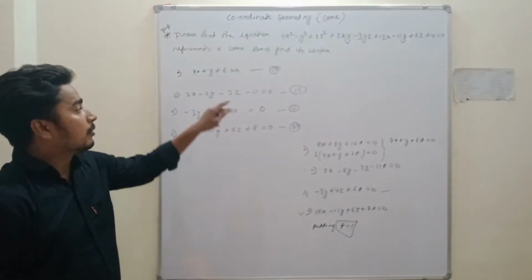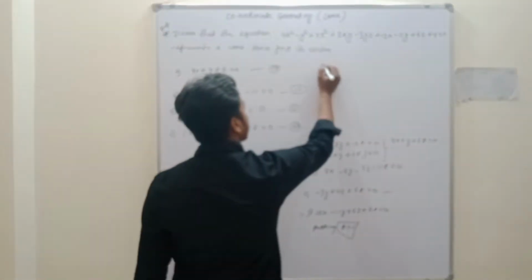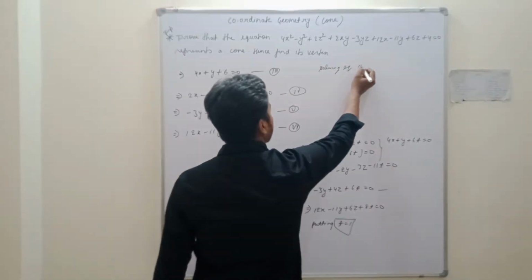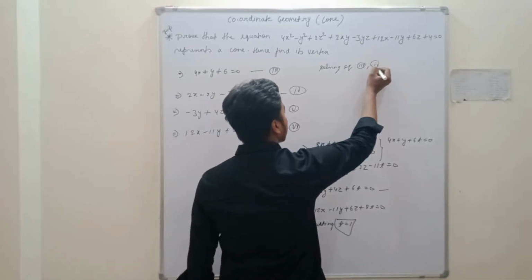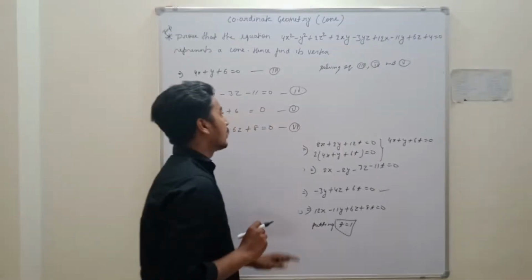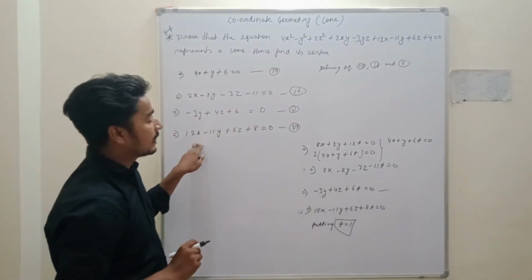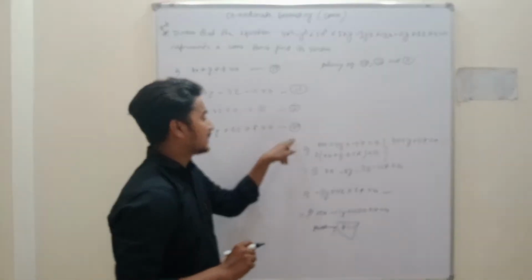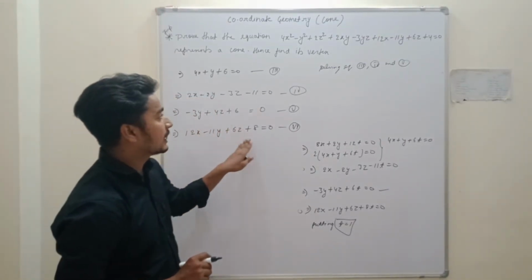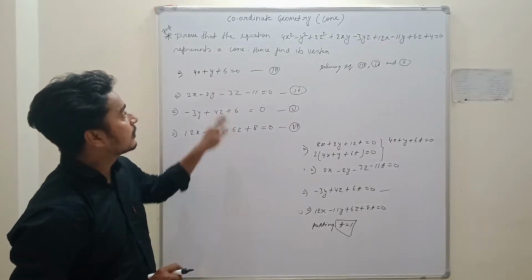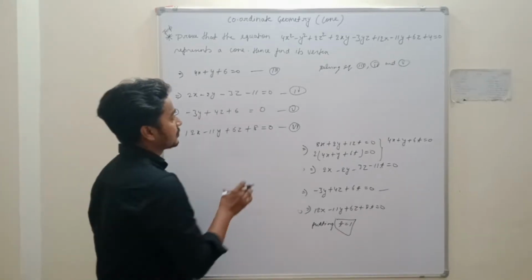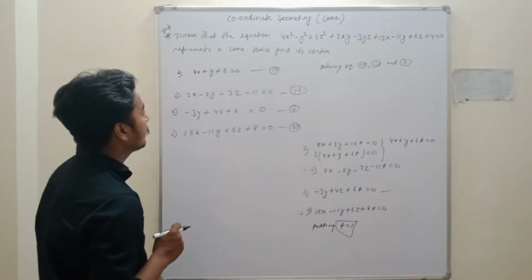We have to solve equations third, fourth and fifth. We get the value of x, y, z, and putting in equation 6th and satisfying the values of x, y, z in equation 6, then we can say that the given equation represents a cone. So we have to first solve equations third, fourth and fifth.